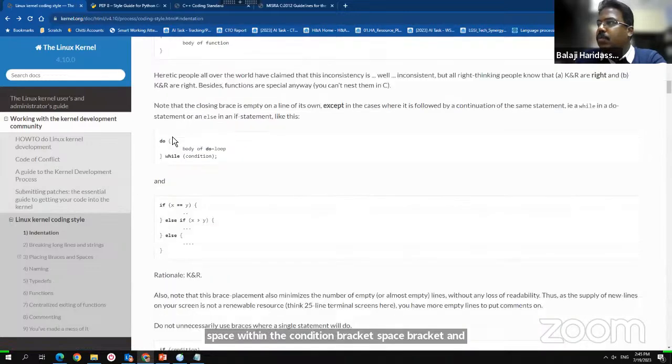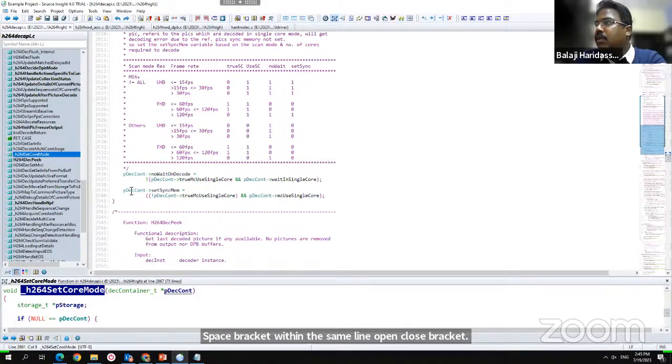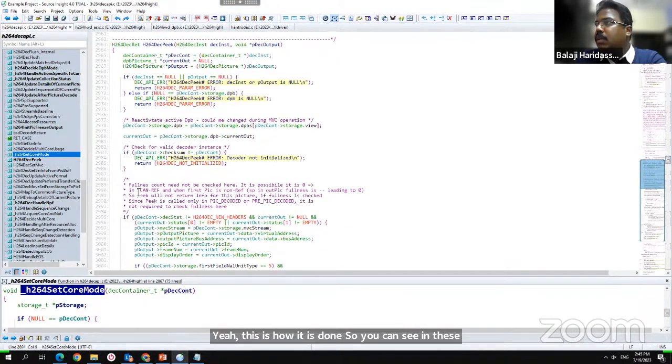For example, how do they write if else? You can see here: if, space, bracket, space, bracket, with the open bracket on the same line, then the close bracket. This is how it is done. You can see in these functions, it's pretty straightforward: if, space, same bracket, close bracket.